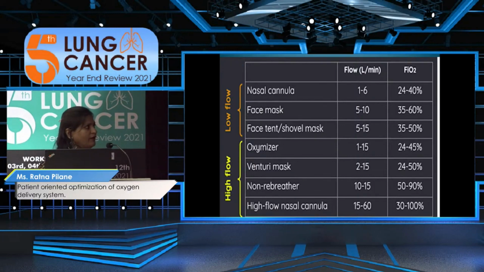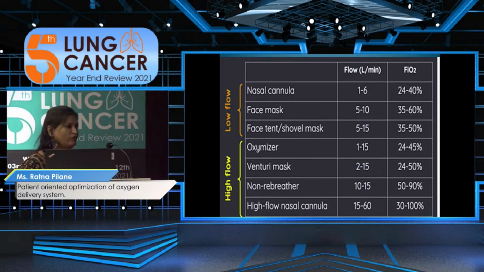not more than that, which gives 35 to 60% FiO2. Whereas the face tent, which we are not using, gives 5 to 15 liters per minute with an FiO2 of 35 to 50%. The venturi mask, whereas high flow oximizer gives 1 to 15 liters per minute and FiO2 will be 24 to 45%, whereas the Venturi mask comes in low flow also and high flow also because it starts at 2 liters per minute, so 2 to 15 liters, and which gives an FiO2 of 24 to 50%.